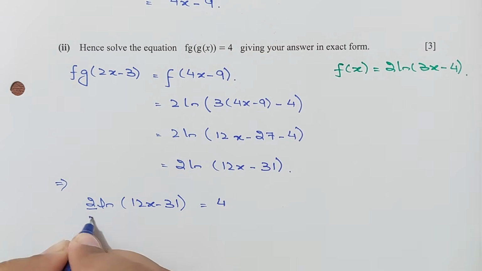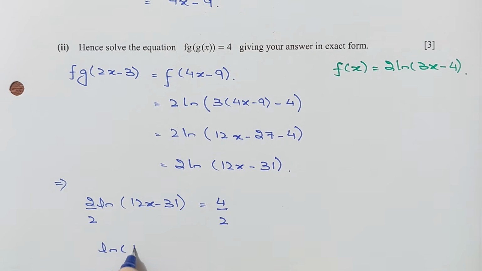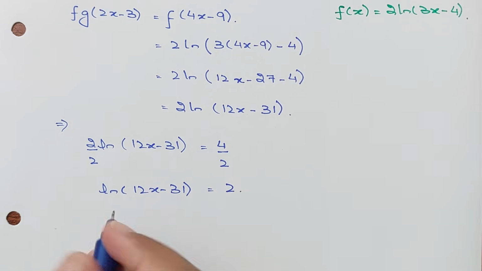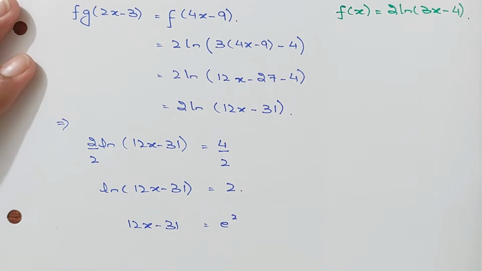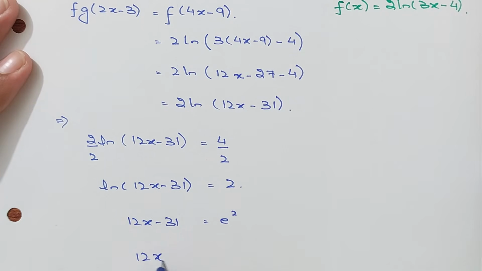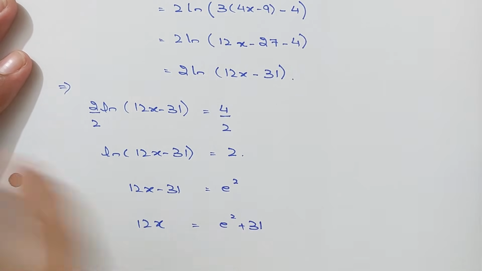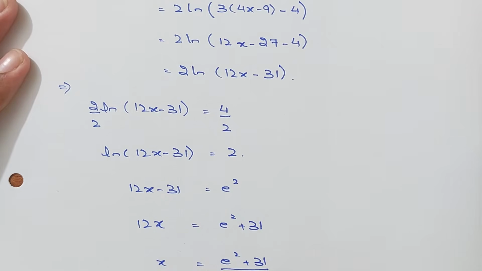Right. Let me divide by 2 on both sides. So we can say ln of 12x minus 31 equals 2. Right. Now converting logarithmic to exponential, 12x minus 31 equals e to the power 2. We have to solve for x, right? So 12x would be equal to e squared plus 31, right? And here we have x equal to e squared plus 31 divided by 12, right?